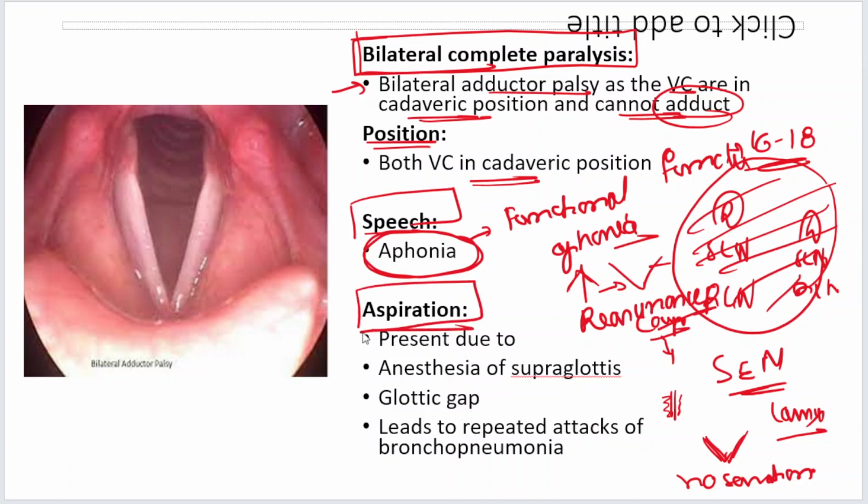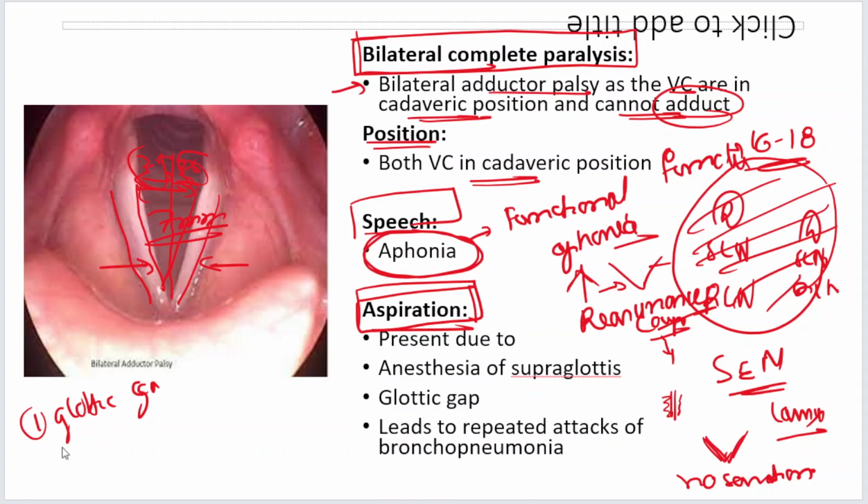Aspiration. Now, aspiration, as we said, what are the three things needed? One is a glottic gap. How much glottic gap? Suppose this is the midline. This is the vocal cord in cadaveric position on the right side. This is the vocal cord in cadaveric position on the left side. So there is like 3.5 millimeters on the right side, 3.5 millimeters on the left side. So 7 millimeters worth of glottic gap, and these vocal cords will not be able to come close together. So the glottic gap is huge.